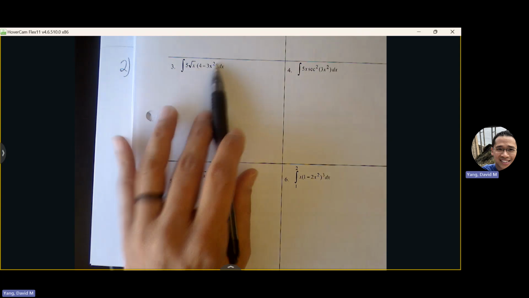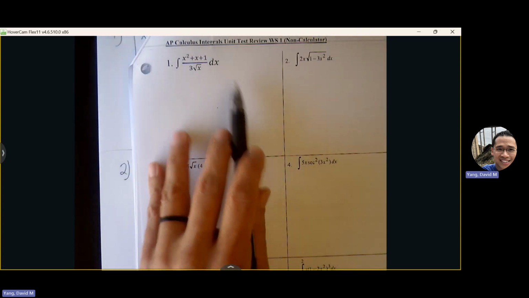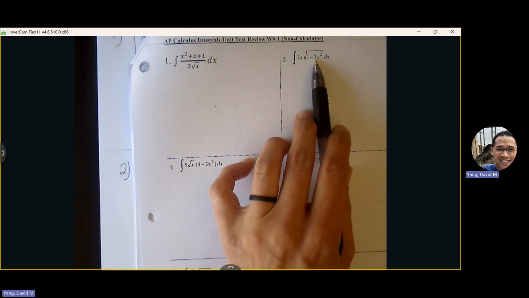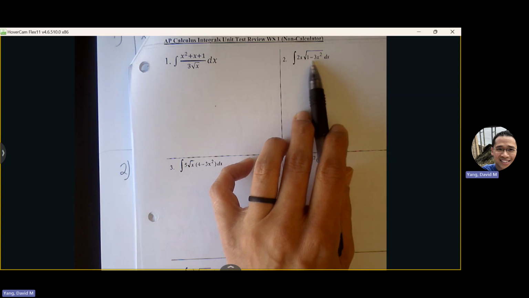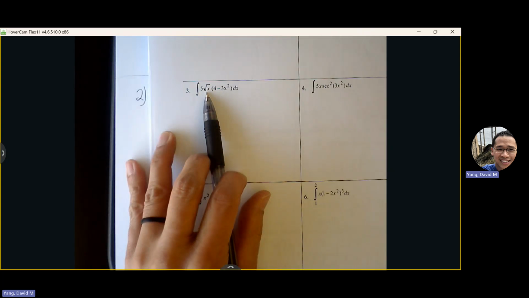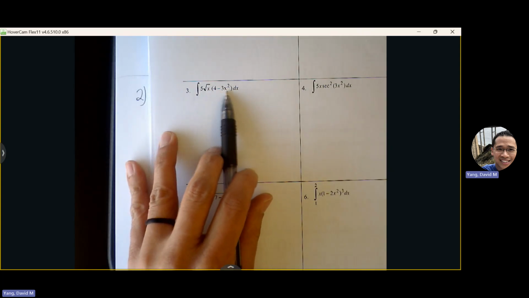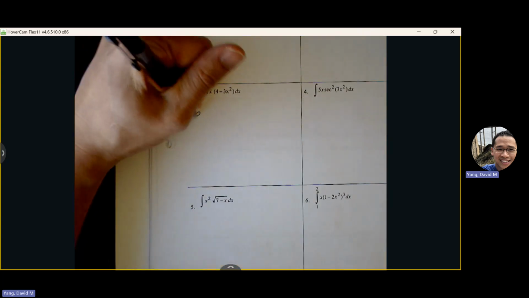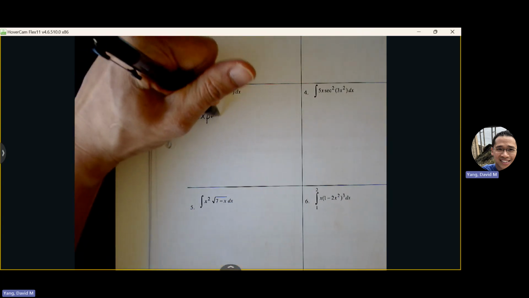Now, if it was square root of x plus 2 or x minus 2, like a previous problem, if they're adding and subtracting inside the square root, we know that we have to remove power rule as an option, but this is doable, right? 5 root x, that's 5x to the 1/2. You can distribute that through the 4 minus 3x squared. You can expand this and just rely on power rule.